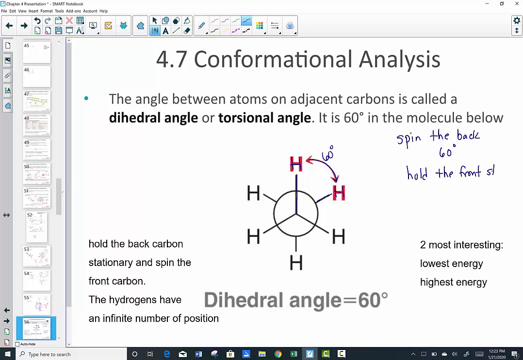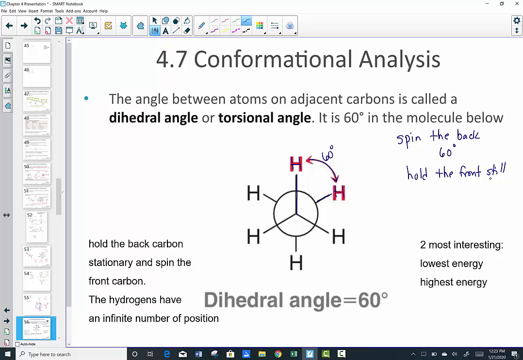Now, absolutely, it's saying you could do it the same way. Hold the back still and spin the front. That's fine. You just need to hold one still and spin the other to see all the possible arrangements in space for the molecule, known as conformations.